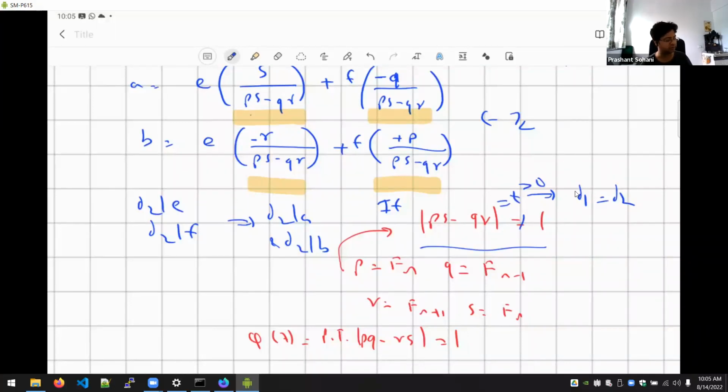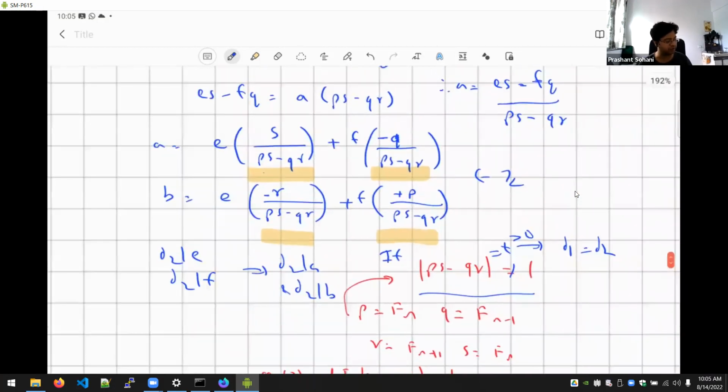But this is a very interesting condition, right? PS minus QR, modulus. And by the way, do you know what determinants are? Basically, PS minus QR can be written in a determinant form, with rows P Q and R S. So this determinant has to have a modulus of 1. That is what we are talking about.